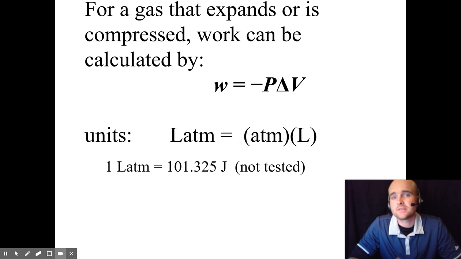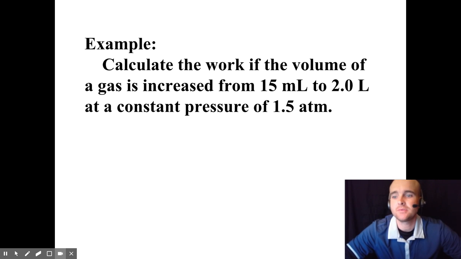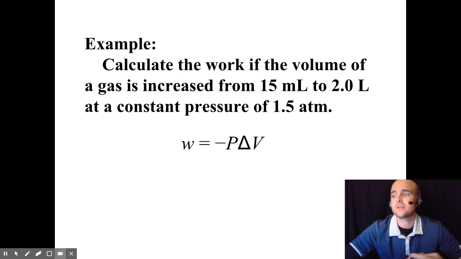Work can also be expressed through a gas that expands or is compressed by showing that work is a negative pressure times the change in volume, where the units are going to be liters times atmospheres. Let's do another mathematical example. If we calculate the work, if the volume of a gas is increased from 15 milliliters to 20 liters at a constant pressure of 1.5 atmospheres, the work is going to be negative P times delta V.